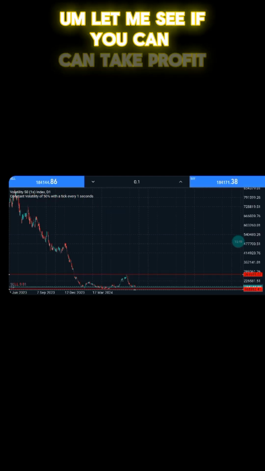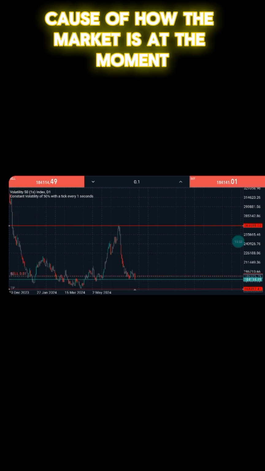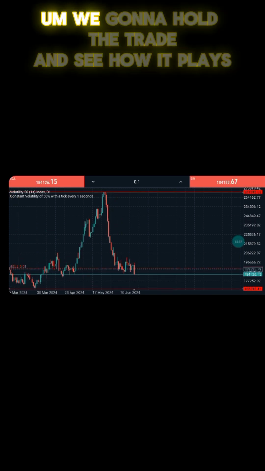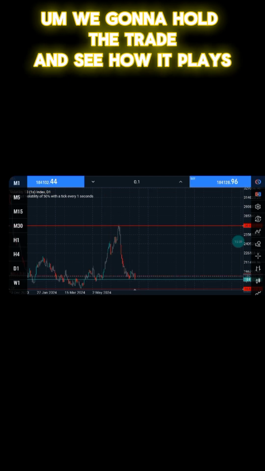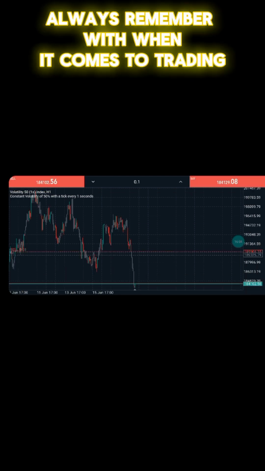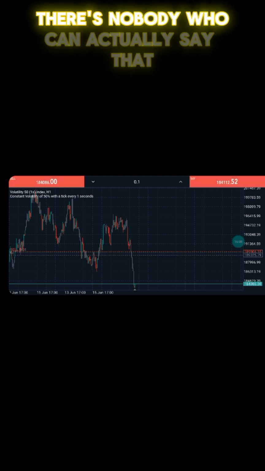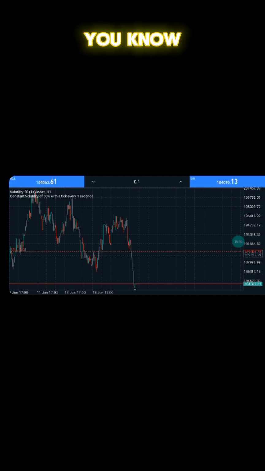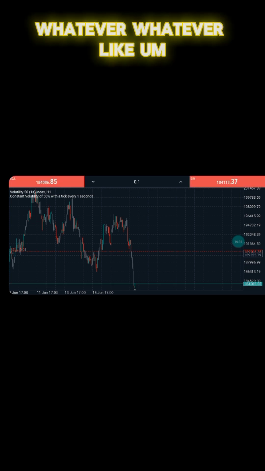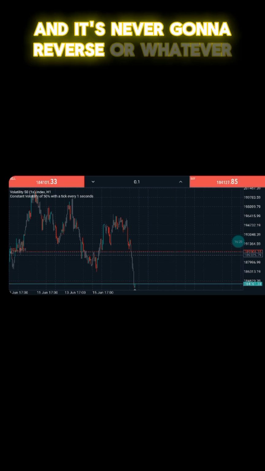Let's see if you can see the take profit. You won't really be able to see it properly because of how the market is at the moment, but it's giving a really good risk to reward ratio. So we're going to hold the trade and see how it plays out. But always remember, when it comes to trading, it can go both ways. There's nobody who can actually say that they know the market 100% and whatever trade they take is a winning trade and it's never going to reverse.